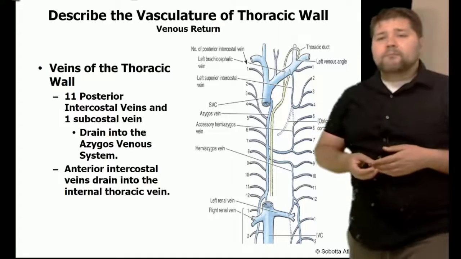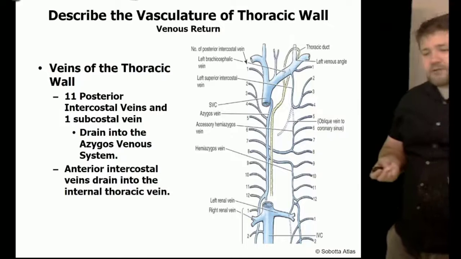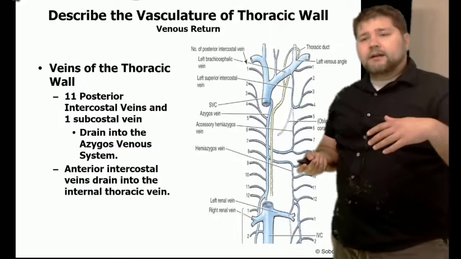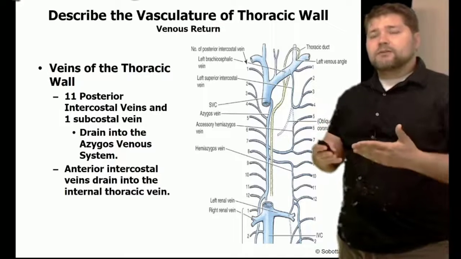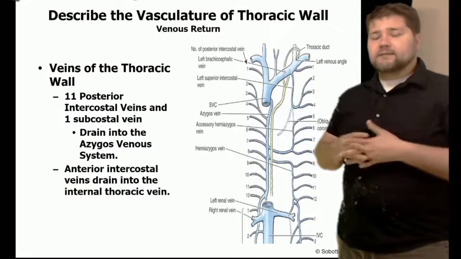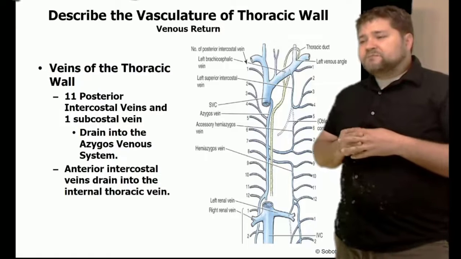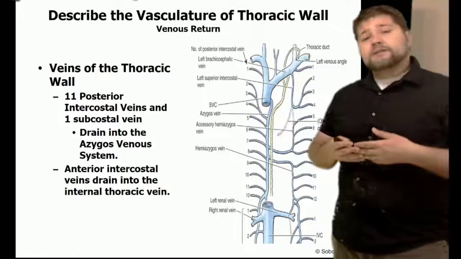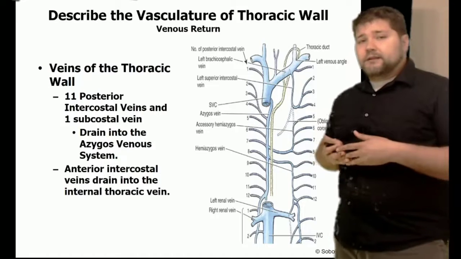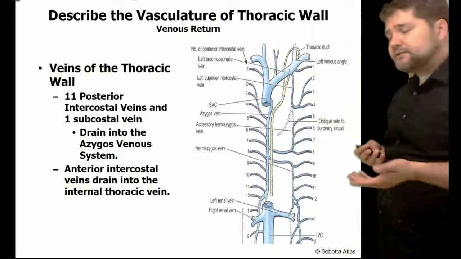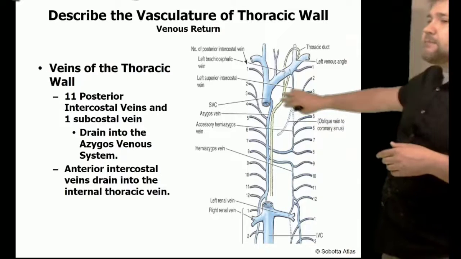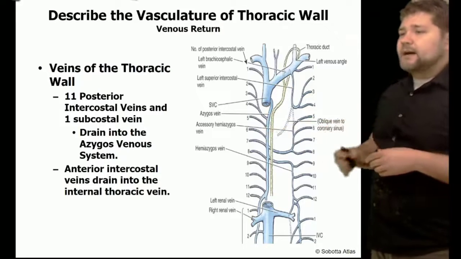So we'll focus mostly on that because the anterior is pretty straightforward. We have an anterior intercostal draining into the internal thoracic vein, which is then going to get into the vena cava that way. So that's pretty straightforward. It basically just mirrors the anterior structure that we saw with the arterial supply. But you should be mindful of our azygos system for the posterior aspect.